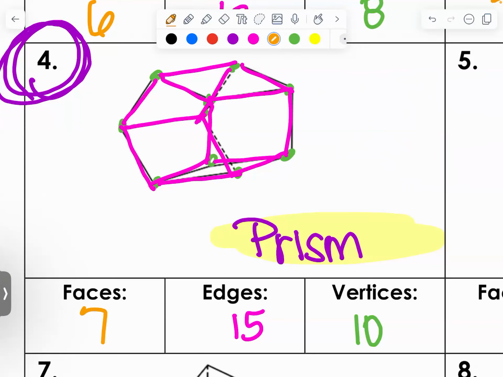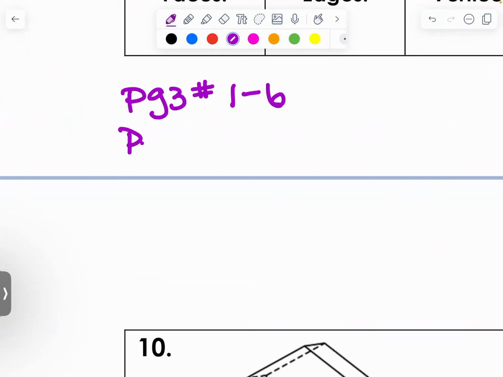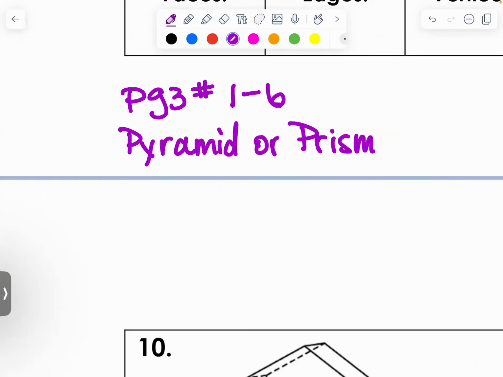Okay, so this is what I want you to do. Can you please turn to page 3? On page 3, you need to do number 1 through 6. Tell me pyramid or prism, and then identify the number of faces, edges, and vertices. Oh man, we have 9 minutes left in class and you have 6 problems to do. Even if it takes you over a minute to do each problem, you can finish this in class.